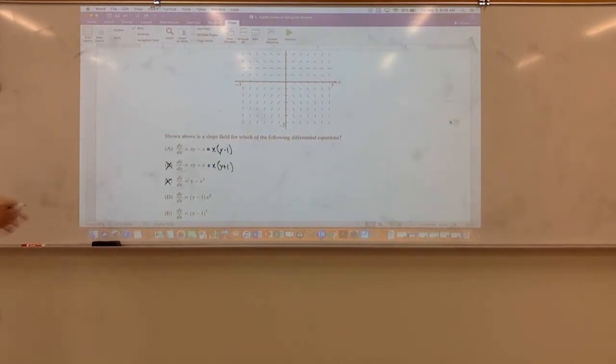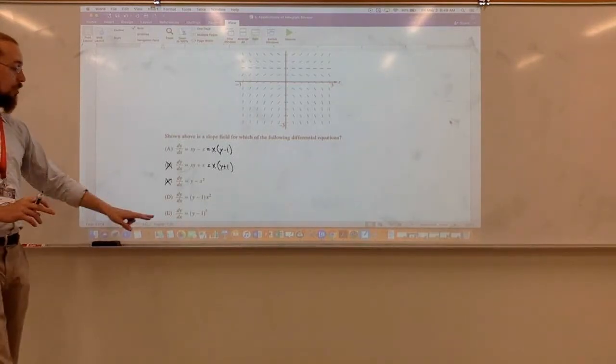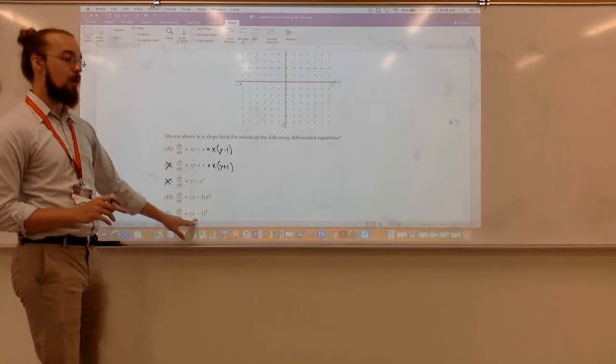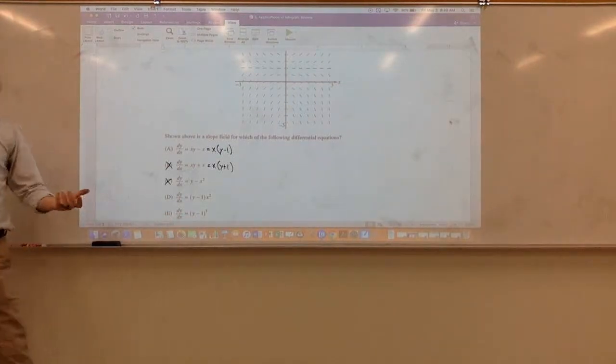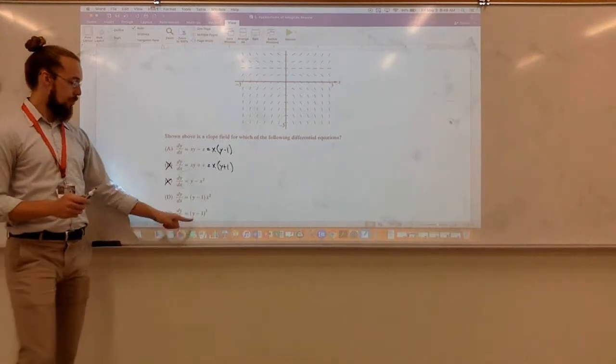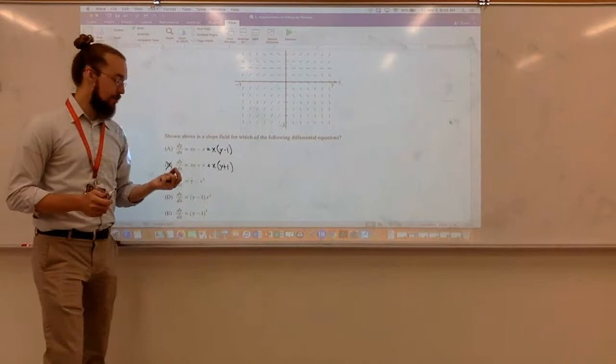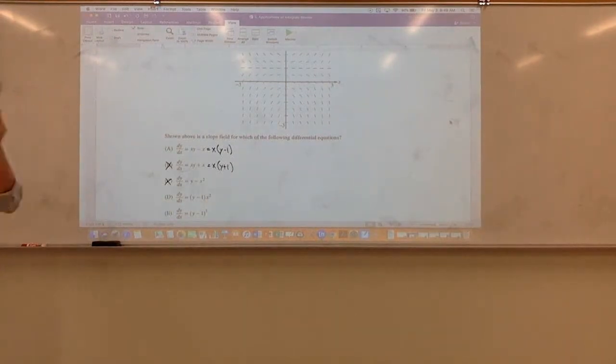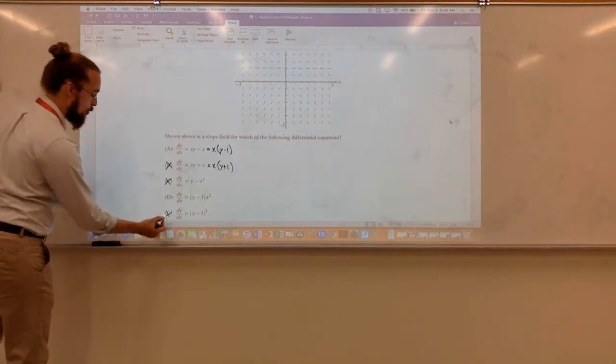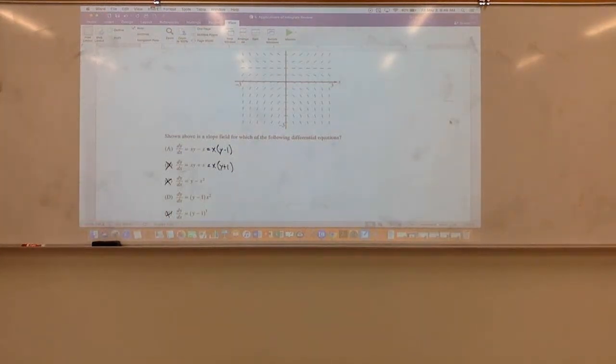Wait, e doesn't work. E does work. Well, e is only in terms of y, right? There are no x's in that equation. So if our answer were e, we would have to have the same slope all the way across for every y coordinate. So it's not. So we can eliminate e as well. So now we're just down to a and d.